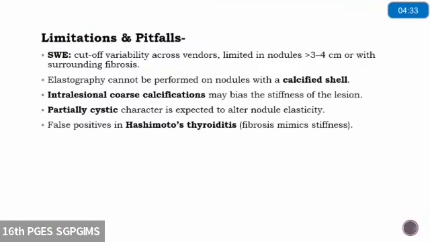However, there are some pitfalls to elastography. If the nodule has a peripheral calcified shell, we cannot use elastography. Intralesional calcification and large calcifications will also be very stiff. Although coarse calcifications are seen in benign nodules, the nodules will still appear stiff on elastography because of the calcifications, and it will be a false positive. Similarly, partially cystic character also alters the nodule elasticity, and Hashimoto's thyroiditis, Riedel's thyroiditis, although they are benign, are very stiff because of the fibrosis and can give us false positives.